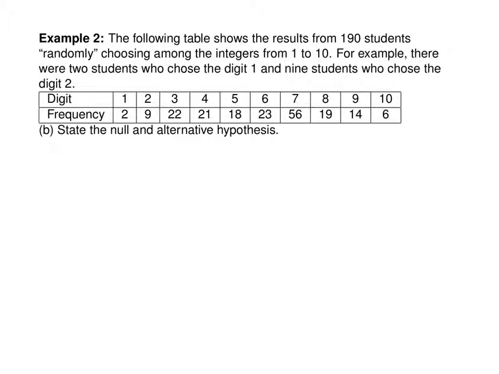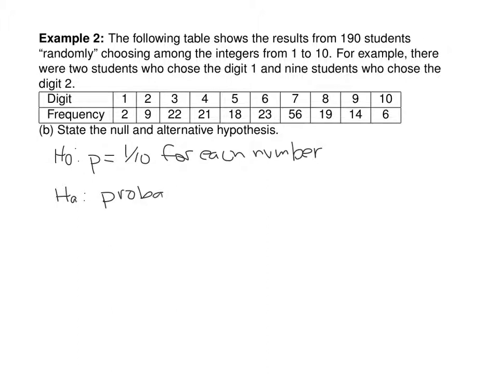So in this case, we're going to test the null hypothesis that the probability is equal to 1/10 for each number, and HA being the probabilities are not all 1/10. What that's just saying is that while some probability might be 1/10 for some numbers, it is not true for all of the numbers.